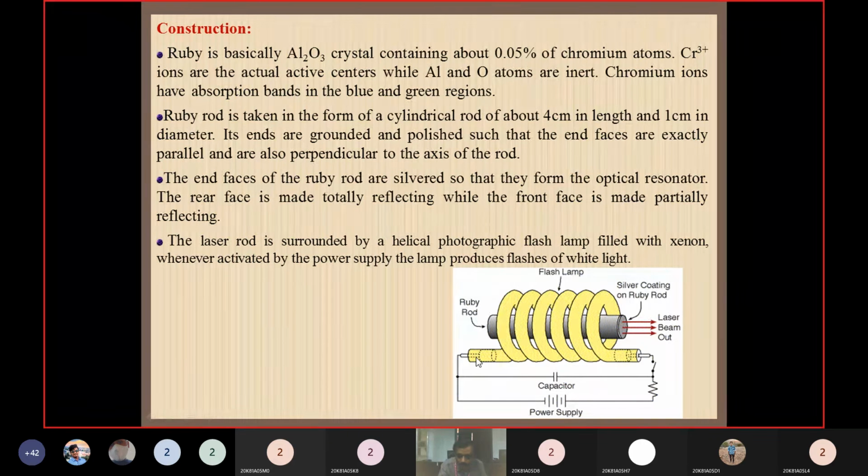See here, an electrical power supply is given. If the electrical power supply is given, what happens? Inside this helical photographic flash lamp, in that helical tube, xenon gas will be there. Whenever we supply the electric field or voltage here, that gas goes to the excited state.